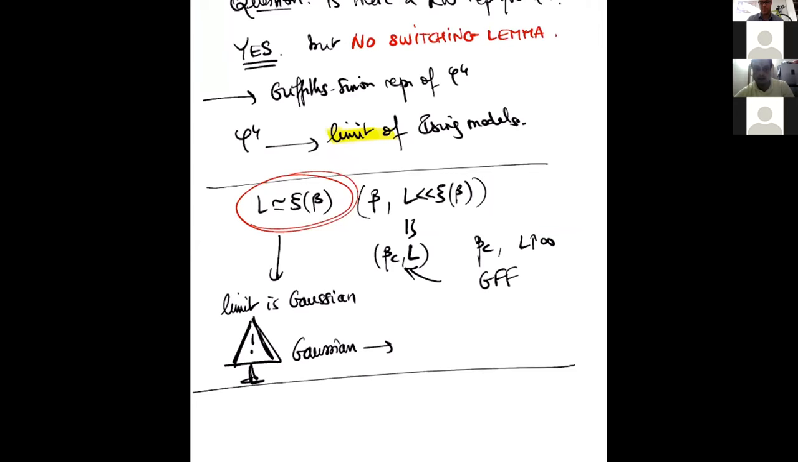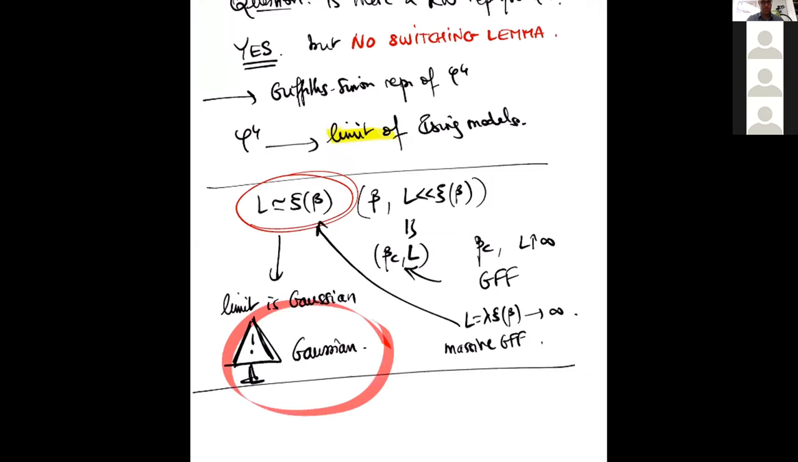If you take L, which is a lambda psi of beta, and you take this to infinity, then you should get a massive GFF. But here, we are really proving just that there is a covariance, if you want. We don't identify the covariance. So from our point of view, L much smaller than the correlation length, or L of the order of the correlation length, doesn't change anything for us.